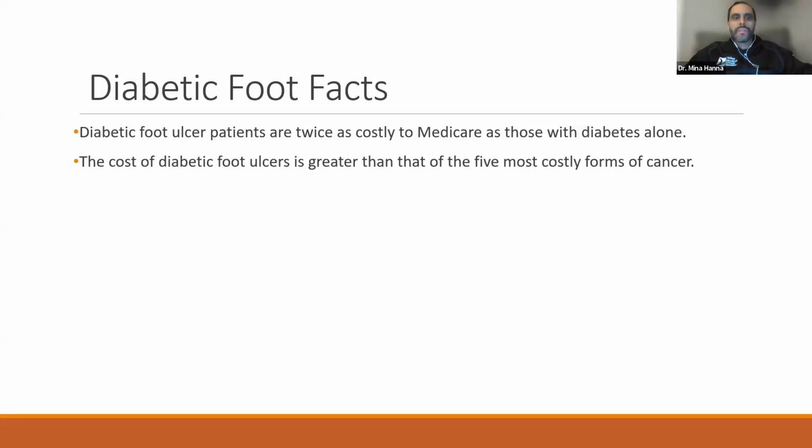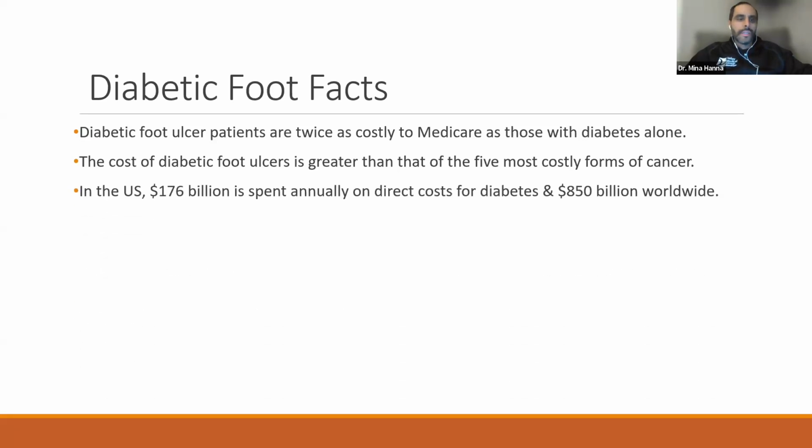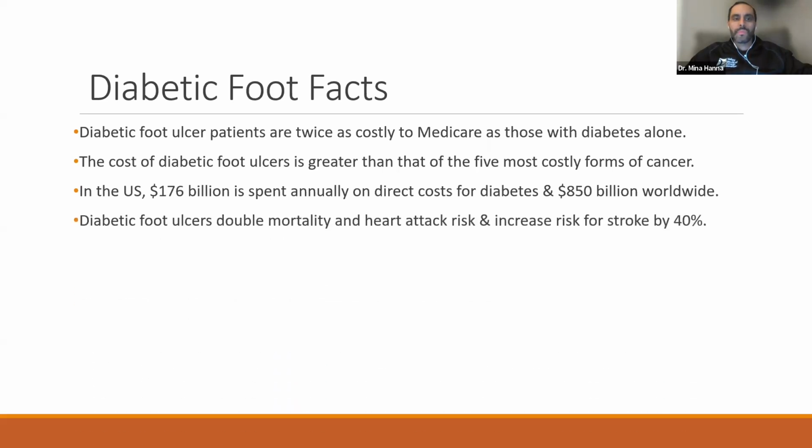The cost of a diabetic foot ulcer is greater than that of the 5 most costly forms of cancers, including brain cancer, pancreatic cancer, ovarian cancer, esophageal cancer, and stomach cancer. In the US, $176 billion is spent annually on direct costs for diabetes and $850 billion worldwide.